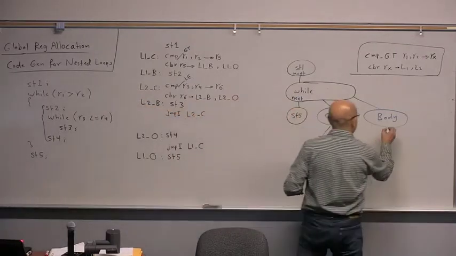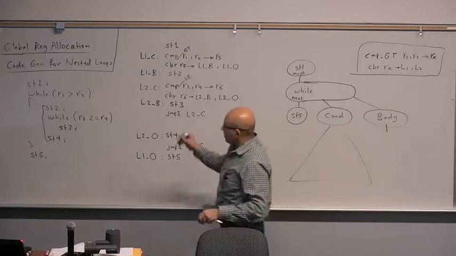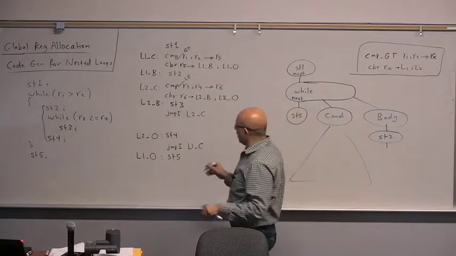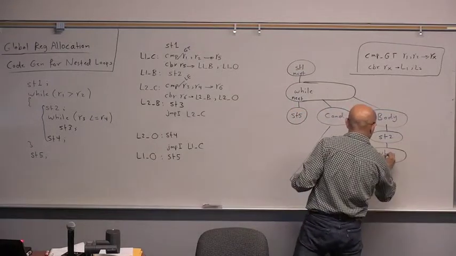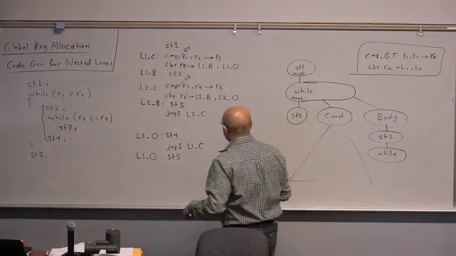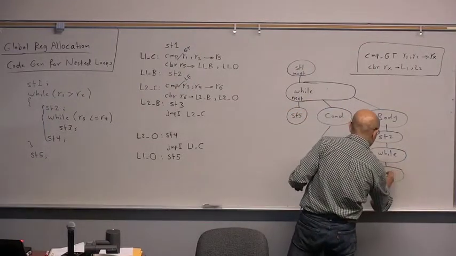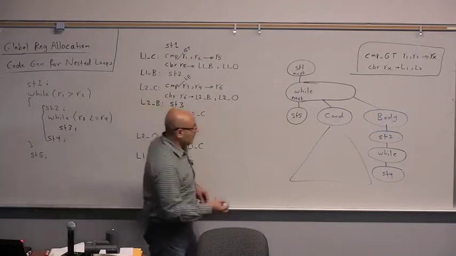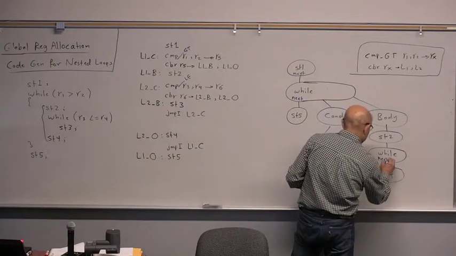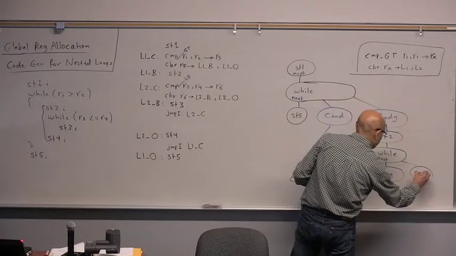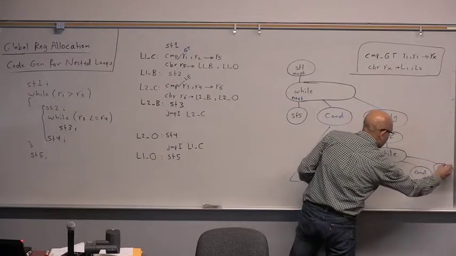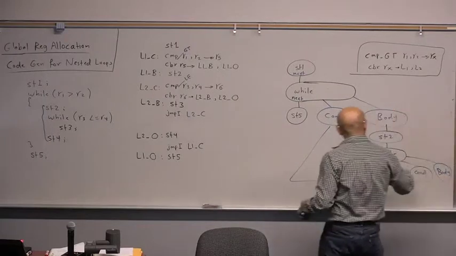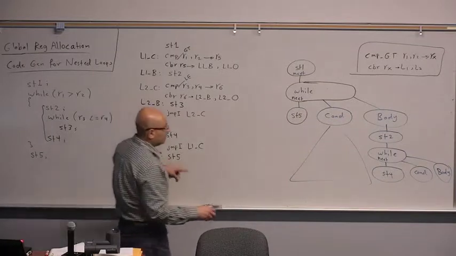This statement list is going to have statement 2, and in the list after statement 2, you will have another while. And after the while, you have statement 4. So this is the other list. And this while will have a next, a condition, and a body. The body of this inner while will have only one statement in it, which is statement 3.